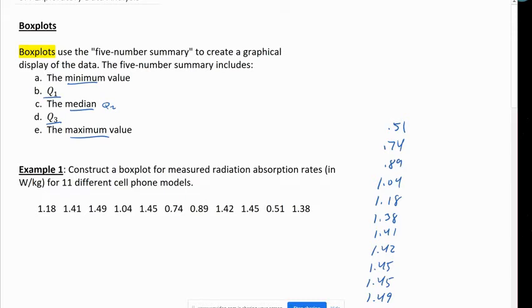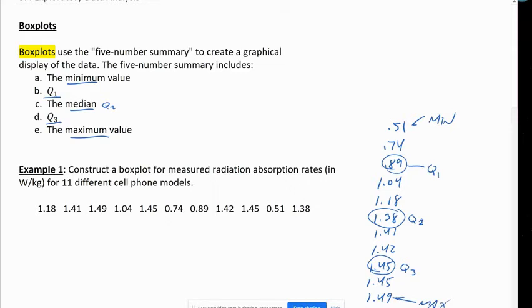So if we go 1, 2, 3, 4, 5, the 6th one is our median, which is Q2. And then we have 5 below. This is the median of the lower half. So that would be Q1. This would be the median of the upper half. That's Q3. And so now we have the 5 numbers that we need. Here's the minimum, and here's the maximum. Okay, so that's all we need in order to create a box plot.